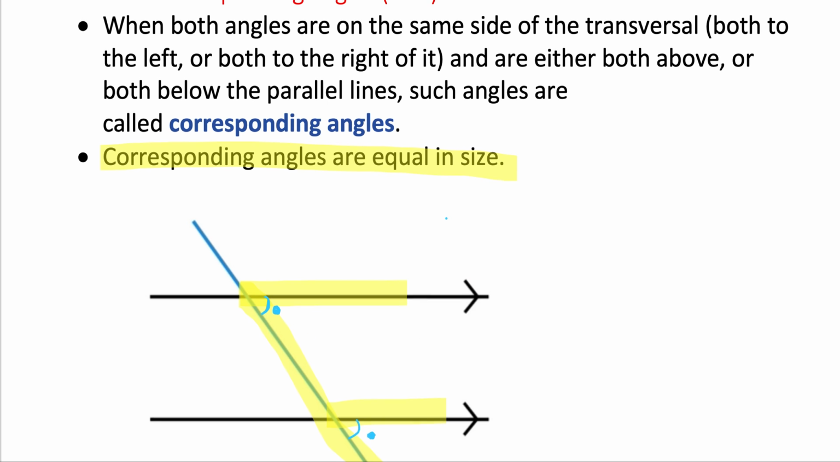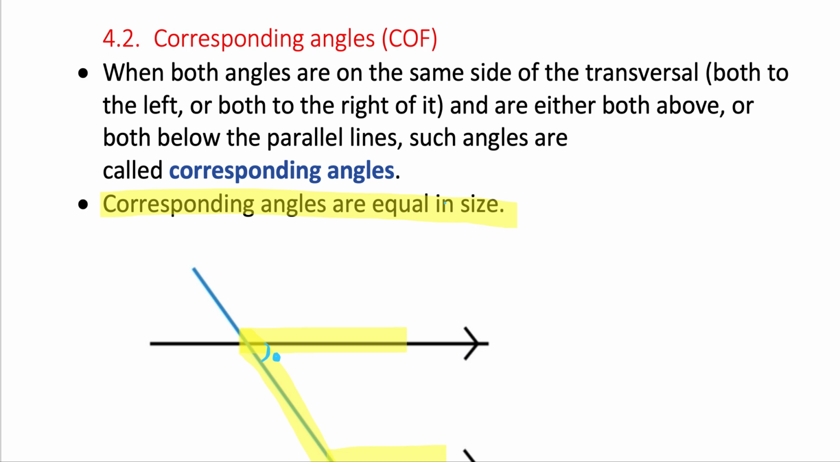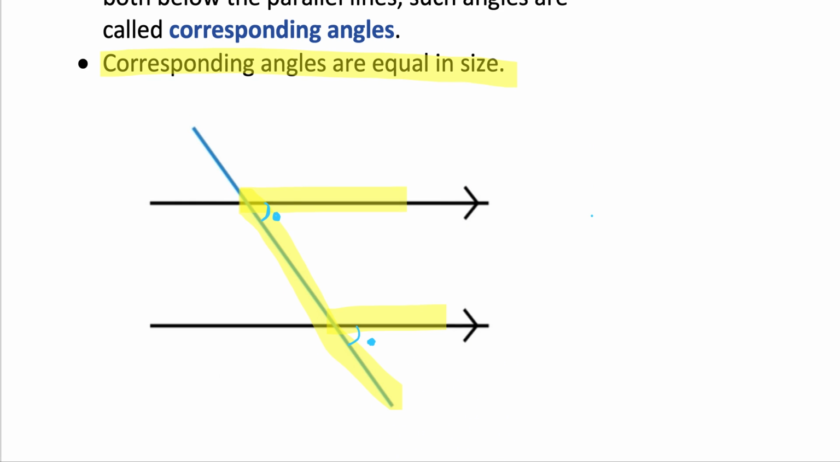So I said that I was going to explain what this F comes to. This is a good way for you to remember this. So corresponding angles, you can think about F, and you're going to think CO for corresponding, and F for that you're going to create an F to find those corresponding angles.